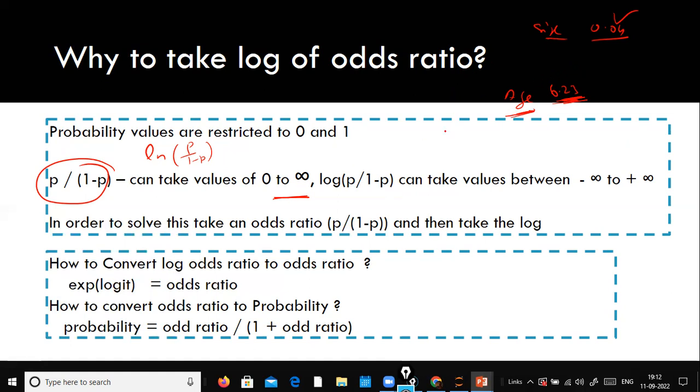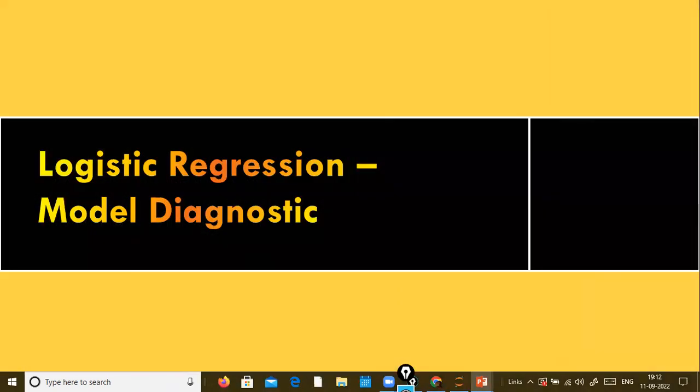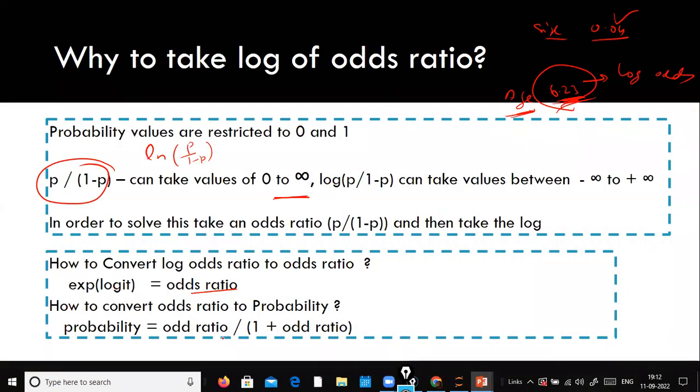But now the question is, log odds is a little bit difficult to interpret. Can I convert the log odds into probability? Yes, it is possible. In that case, you need to take the exponentiation of this log odds. When you take the exponentiation of the log odds, you will get the odds ratio. Now how do I convert the odds ratio into probability? Odds ratio divided by 1 plus odds ratio, you will get the probability.